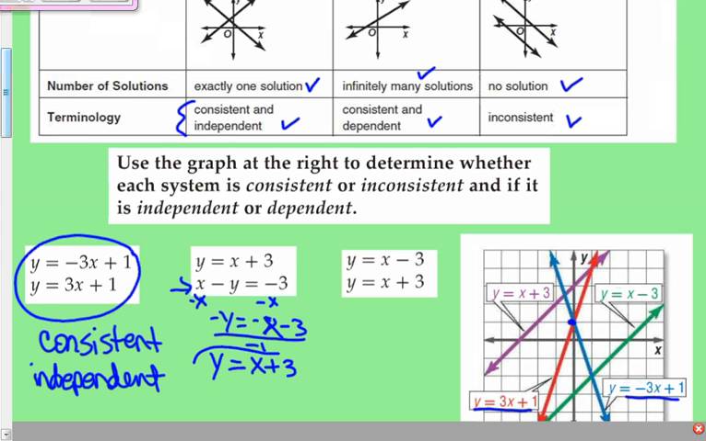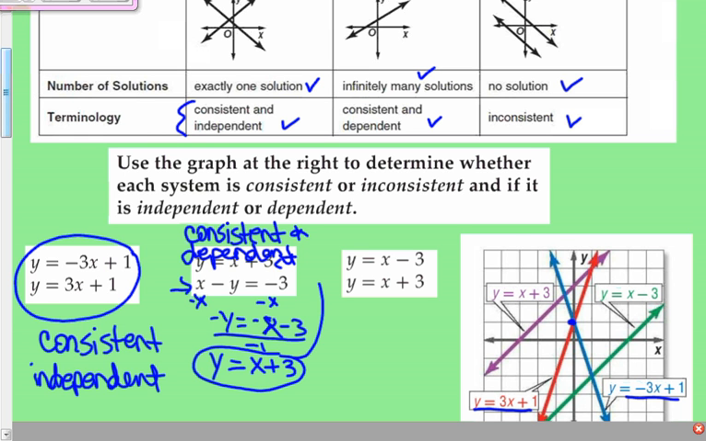And when you end up with this and look back at the first one, they're the same line. They absolutely match. So our answer here, when it's the same line, will be consistent and dependent.